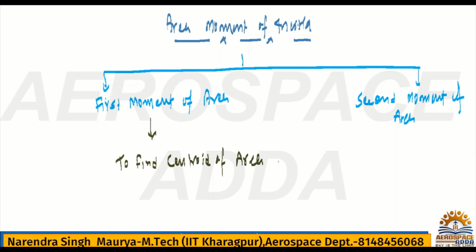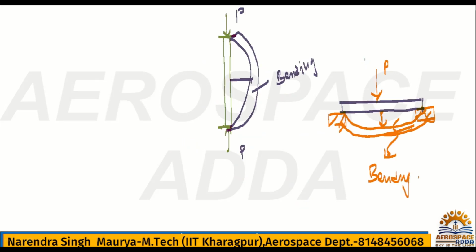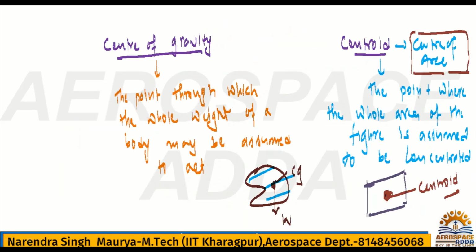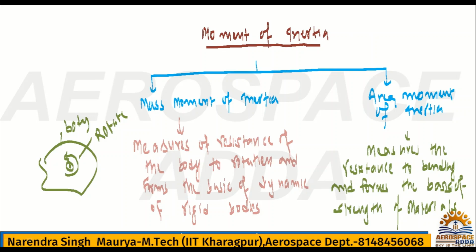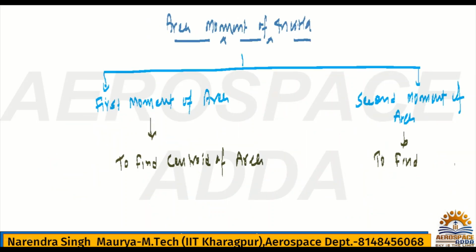Of area. And why will second moment of area be used? I had explained it just here. See, centroid, center of area, is basically the point where the whole area of the figure is assumed to be concentrated. So once you calculate first moment of area, it will give the centroid. But if you go for the second moment of area, then it will give the moment of inertia. To find moment of inertia, you have to take the second moment of area.